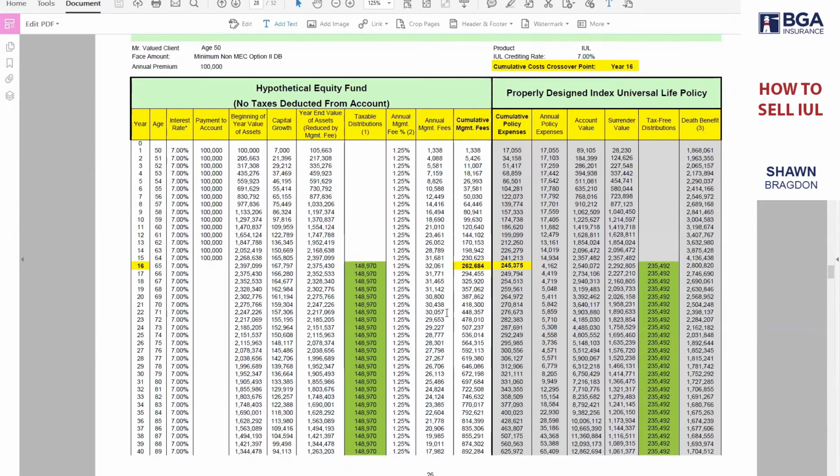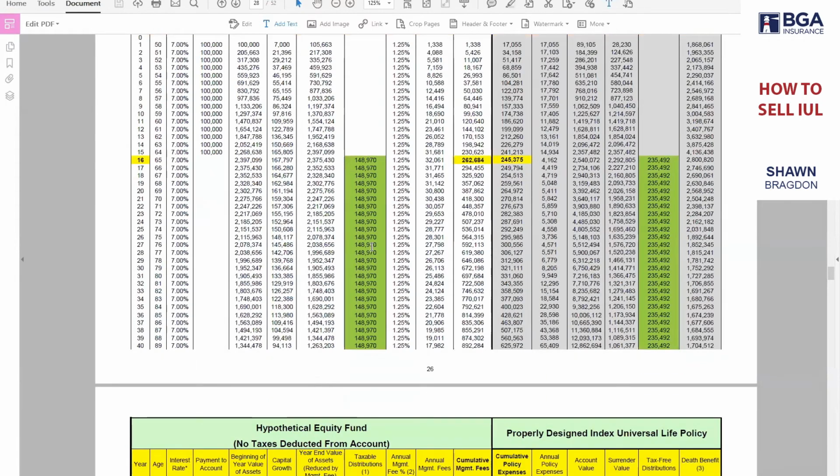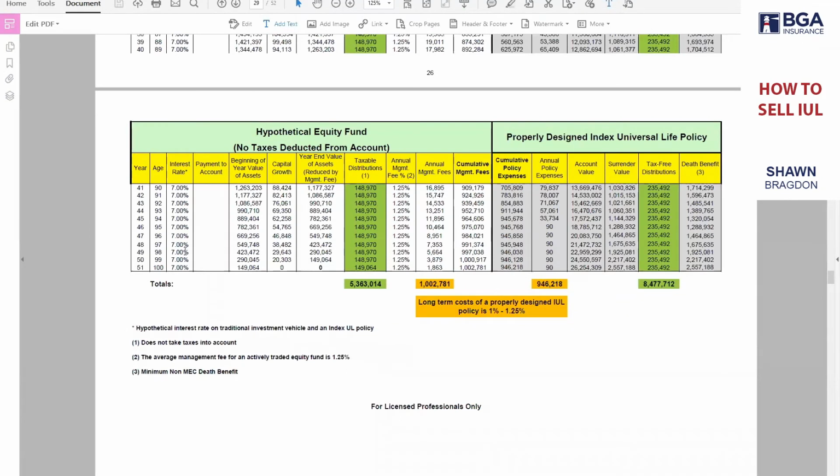And in this example, your client's retired at age 65. He's pulling out $148,000 a year. And this is the amount he can pull out every single year and zero out the account at age 100. So this client pulled out $5.3 million out of his equity fund, all subject to tax. And over his lifetime, he spent just over $1 million in management fees.